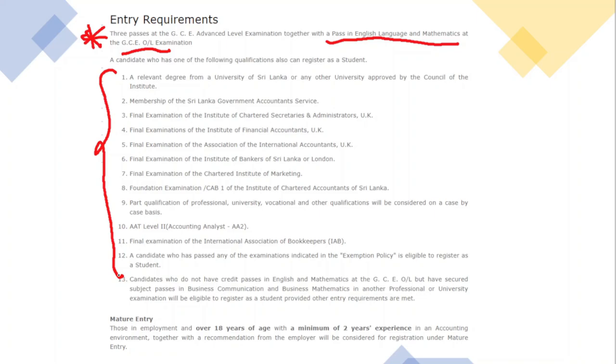In case you don't have any qualifications, you don't have good results at your GCE A-level or O-level, still you should be able to register yourself for CMA through their mature entry. Here, all what you need is to be over 18 years of age as well as 2 years of working experience. If you have these two, you need to get a recommendation letter from your employer. And through that, you could register yourself to the CMA.